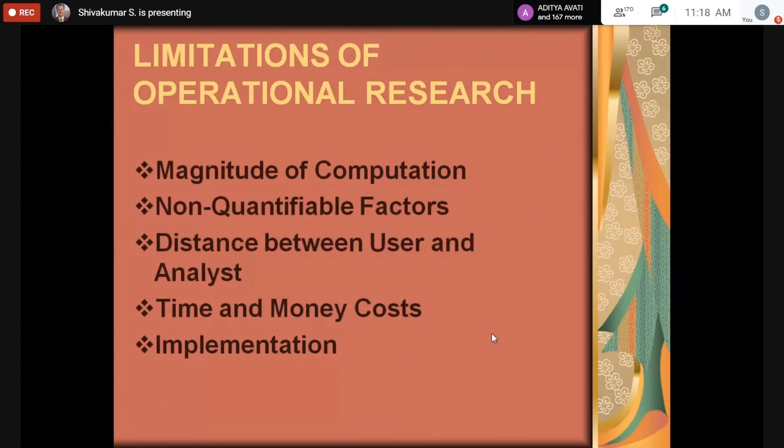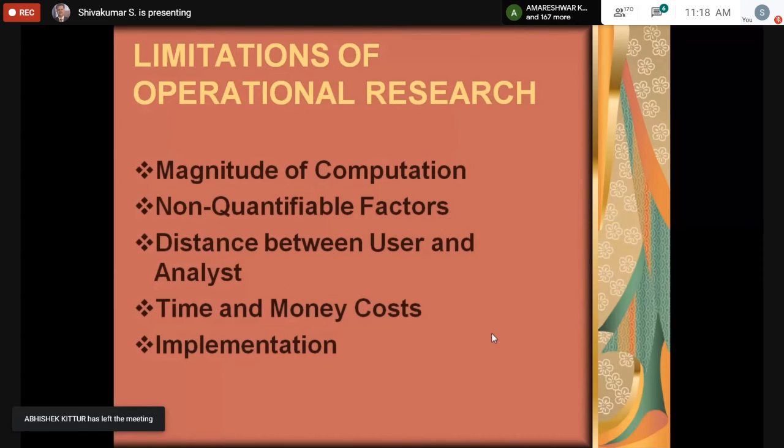And of course, lastly, the limitations of OR. Don't think that OR is always the best possible method for any managerial problem. First, the magnitude of computation. I told you in the beginning that if the variables are very few, with few constraints, meaning equations, it is very easy to solve manually. But when there are too many variables and many constraints, it's difficult. That's why one of the limitations is the magnitude of computation.